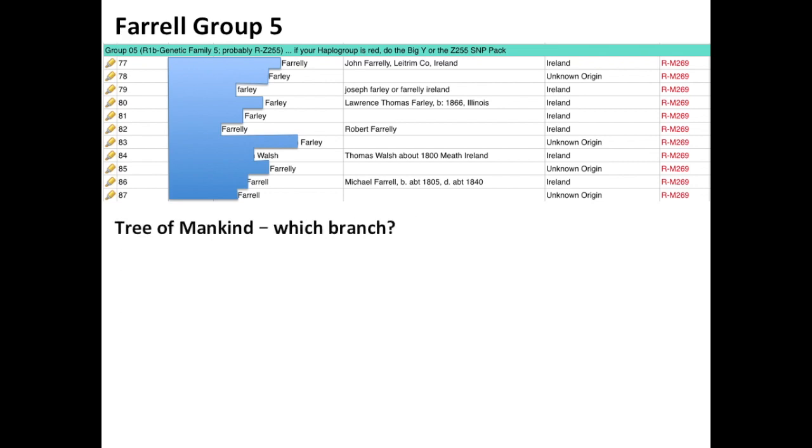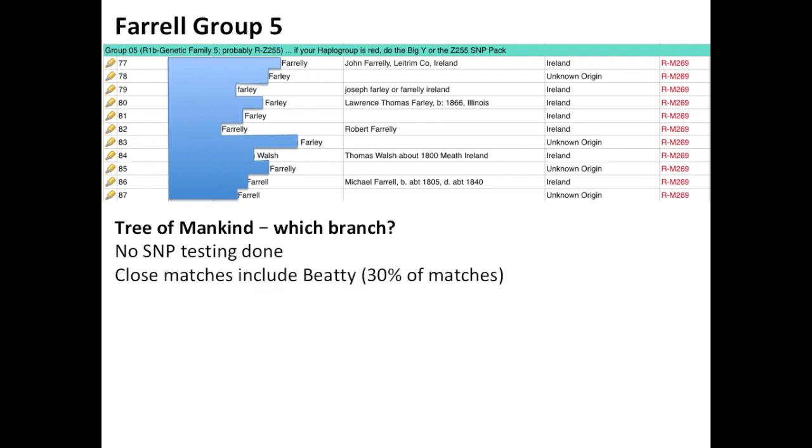Which branch of the tree of mankind? Well, they haven't done any SNP testing, so we can't really say. But their close matches include Beatty. About 30% of their matches include the name Beatty. So this raises the question, which came first, the Beatty chicken or the Farley egg?